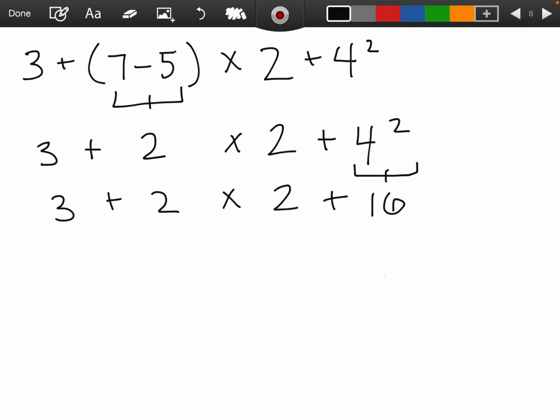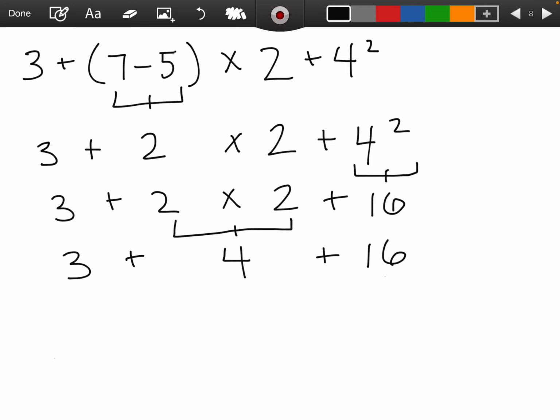So we're done with exponents and roots. There's none in our new problem, so we move on to multiplication and division. And we see one multiplication sign. So we do that first. Two numbers being multiplied, 2 times 2 is 4. Let's bring down the rest of the numbers. And now we're left with 3 plus 4 plus 16.